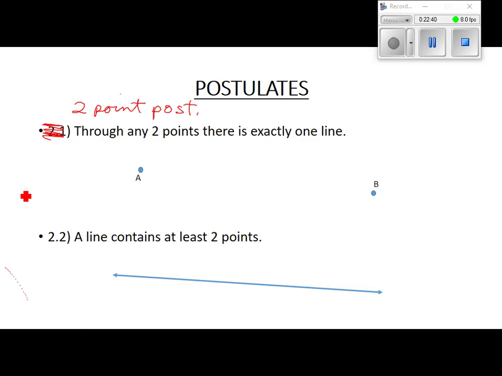So I got point A and point B there. In our world, we're not going into the Twilight Zone or anything. In our world, how many lines contain those 2 points? Exactly one. That's the only line in the world that contains those 2 points A and B. There's no other line. So any 2 points make exactly one line.